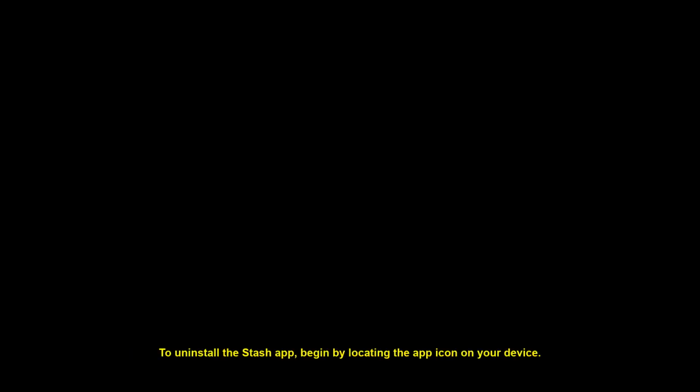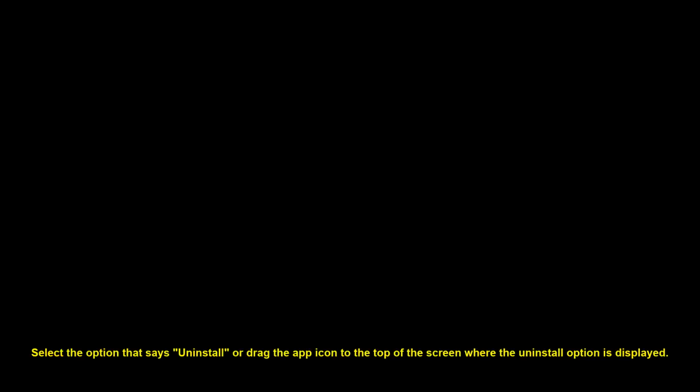To uninstall the Stash app, begin by locating the app icon on your device. For Android users, tap and hold the Stash app icon until a menu appears. Select the option that says uninstall, or drag the app icon to the top of the screen where the uninstall option is displayed. Confirm your choice by selecting OK when prompted.